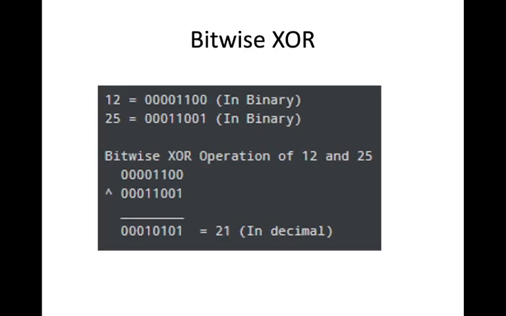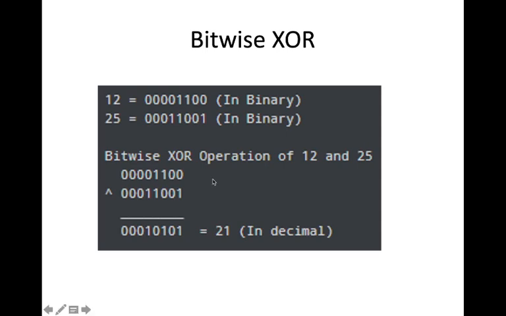Remember this thing. Then next is the XOR operator. We will take the XOR of 12 and 25. This is the binary of 12, this is the binary of 25, and this is the XOR operator. The hat symbol or cap symbol, you can call it the XOR operator. It is there on your keyboard above the digit 6. You can see this hat symbol.